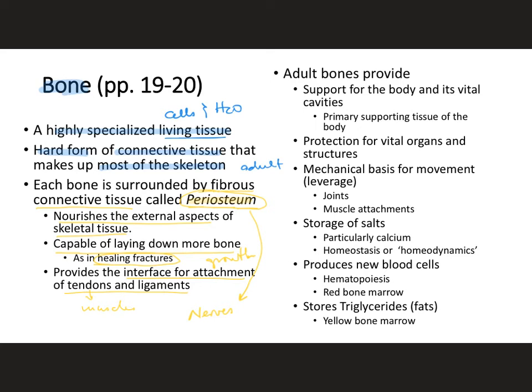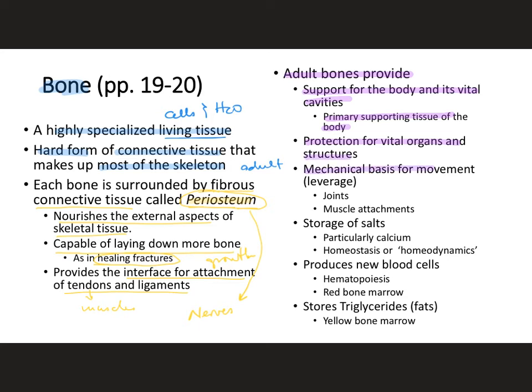Now, adult bones are going to have several provisions they give. These are the functions of the skeletal system. So adult bones, and children's bones too, but these are modifying. We're talking about the adult. It supports the body and its vital cavities. This is the primary supporting tissue for the body. So this not only protects your organs, but it carries your weight. So we see protection of vital organs and structures.